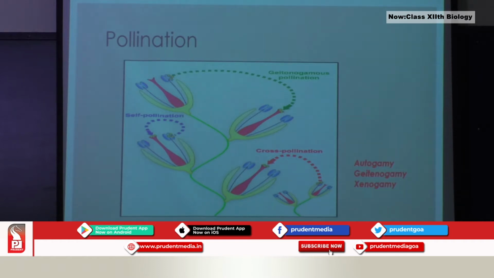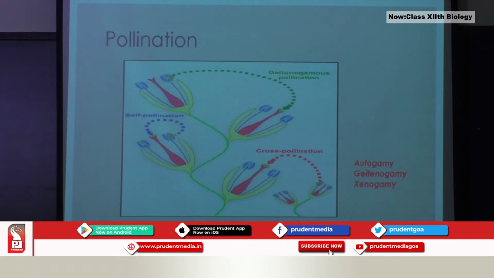Okay. Now what will be geitonogamy? It will be the transfer of pollen from the anthers of one flower to the stigma of another flower of the same plant. So it becomes what marriage? Neighbor marriage.